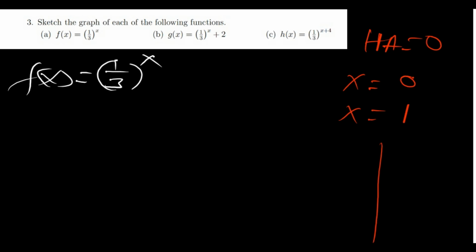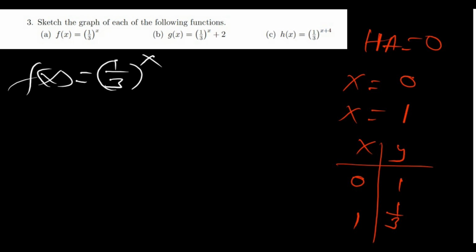Okay, so here I'll have x, y. If my x is 0, what will be my y? It's 1. Any number to the power 0 is 1. If my x is 1, what will be my y? My y will be 1 over 3, because any number to the power 1 is the number itself. So that is what we have there.